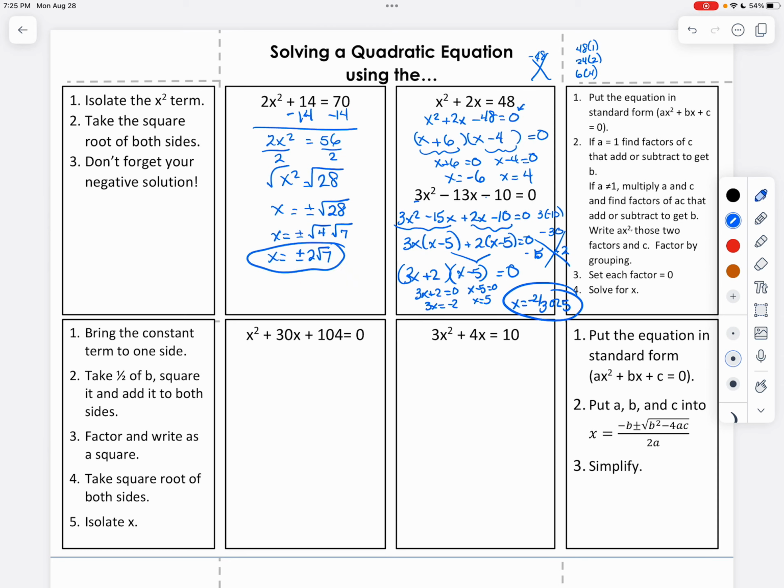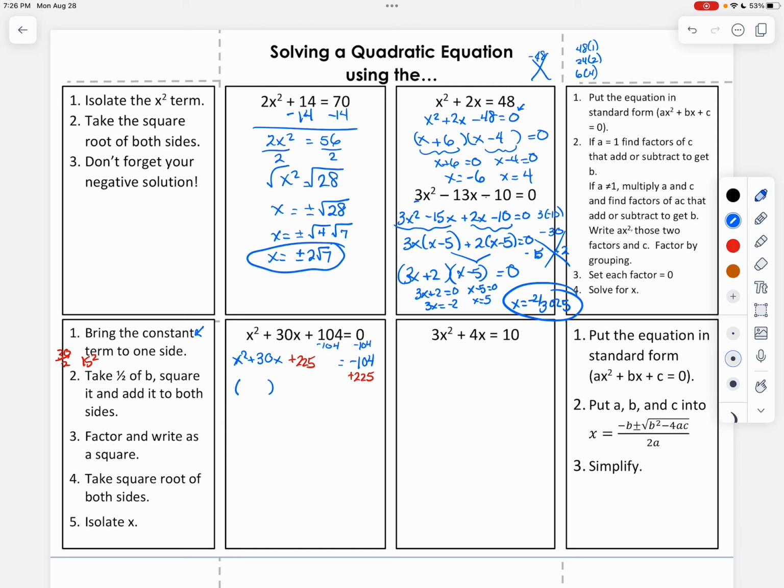A third method is called completing the square. To complete the square, you want to take the constant to the other side of the equation. So we keep the x squared and the 30x together, but we take the 104 to the other side. Adding a negative 104 gives us a 0 pair, so we'll have a negative 104 on the right hand side. Now we ask ourselves, what is half of 30? Half of 30 is 15. 15 squared is going to get us 225. So if we add 225 to the left side of the equation, we have to add 225 to the right. When we do that, we have made a perfect square trinomial.